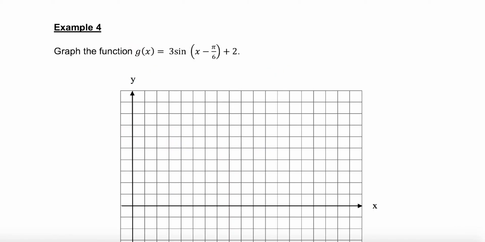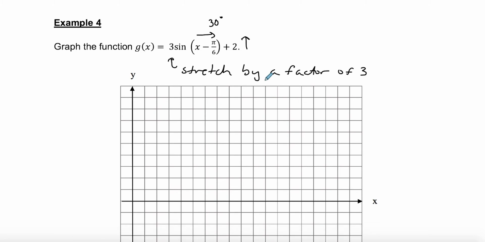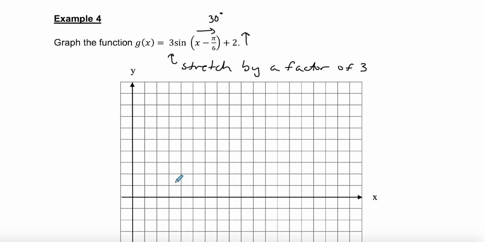Okay, last example. This is pretty much everything that we're going to do with the sine function. So we have a stretch by a factor of 3. We have a horizontal translation to the right because it's in the opposite direction. Pi over 6 is the same thing as 30 degrees. And then we have a vertical translation up 2 units. So the first thing I'm going to do is just graph my original root function.